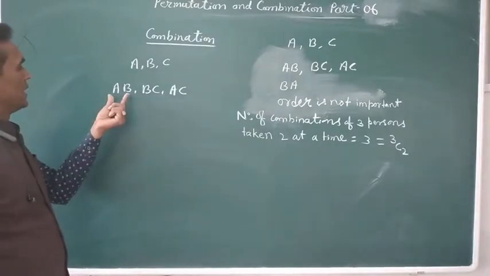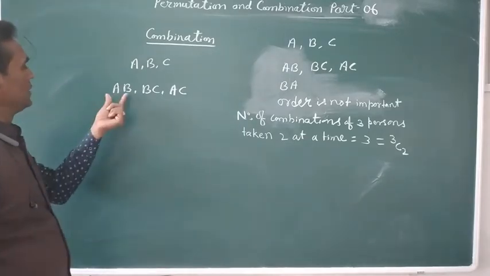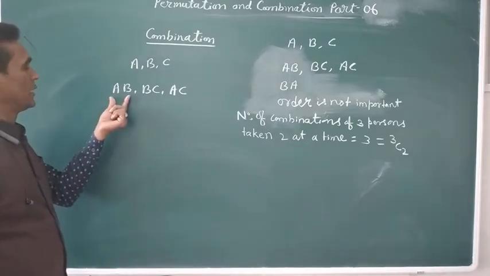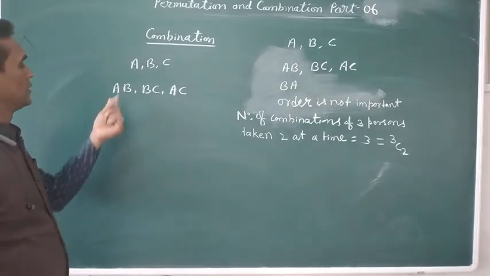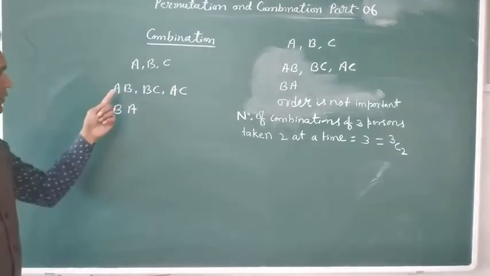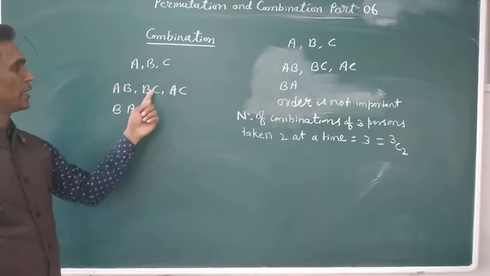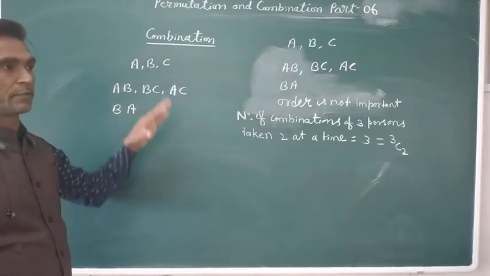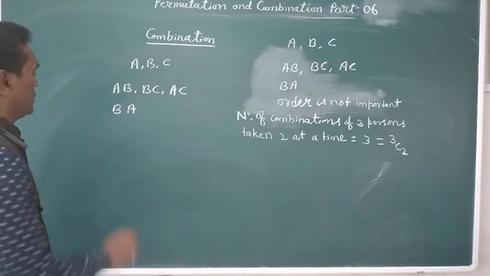So now we will change each combination into permutations. So how many permutations will be there with the help of one combination? Obviously 2, AB and BA. So for each combination we are getting 2 permutations. Similarly here also, here also. So there will be how many permutations? 6 permutations.